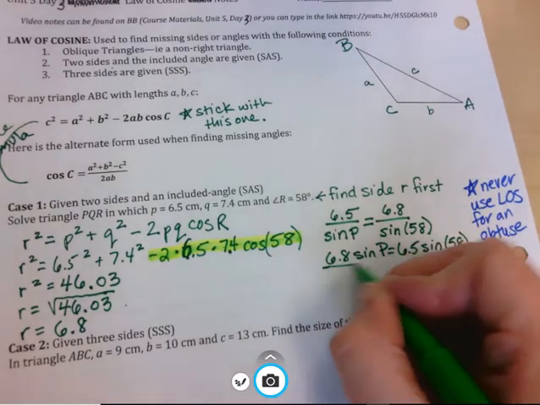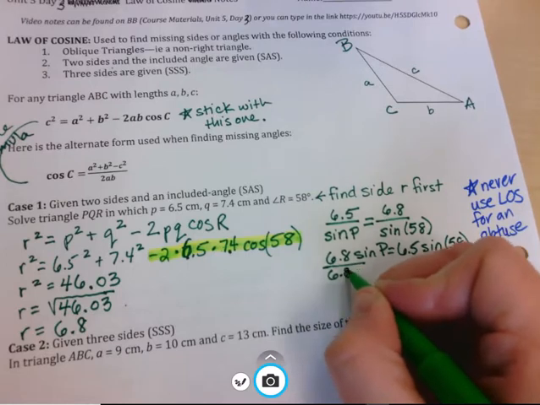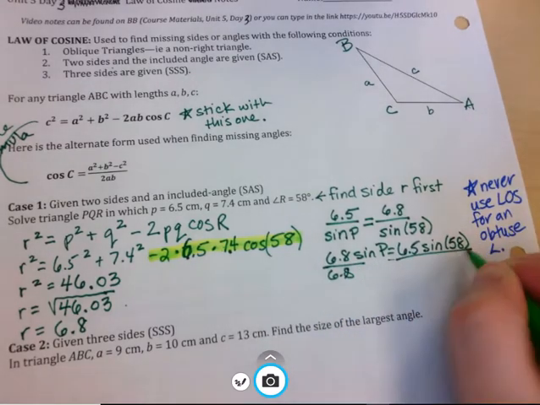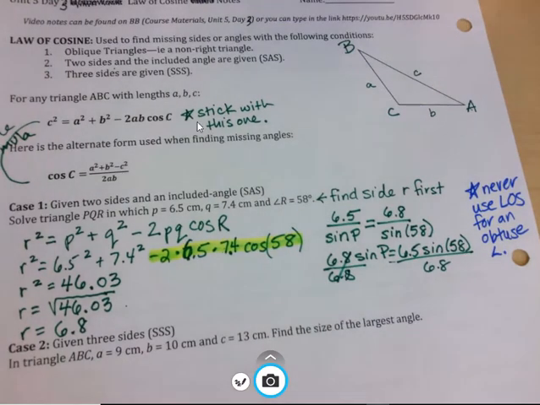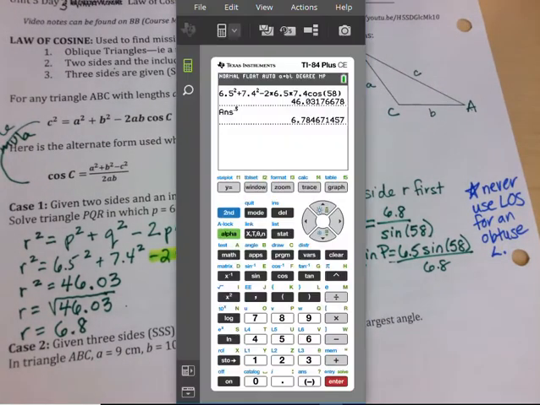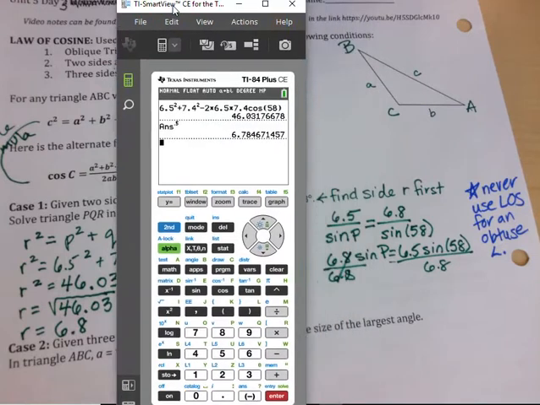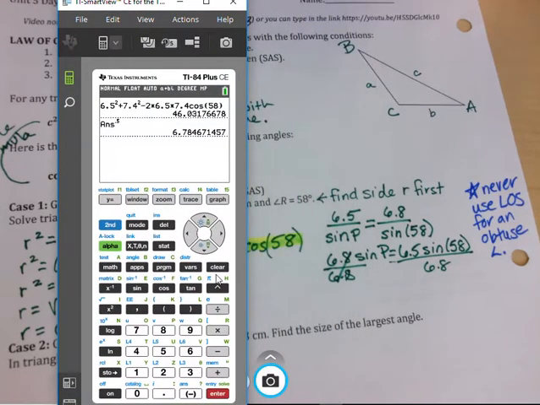Divide. Okay, so let's find out what sine P is. Make sure you're in degree mode.